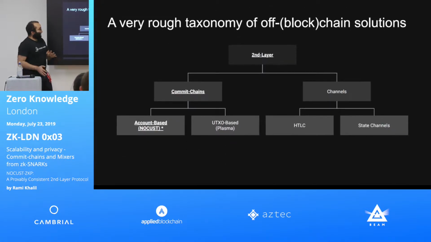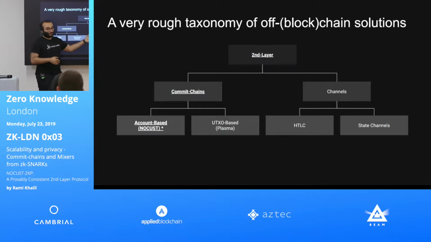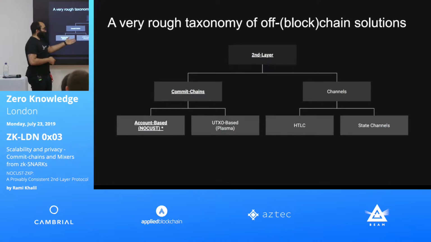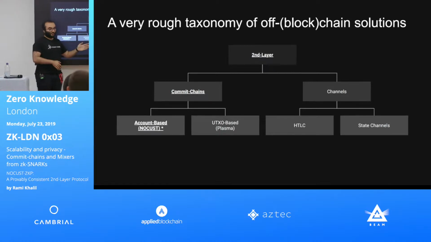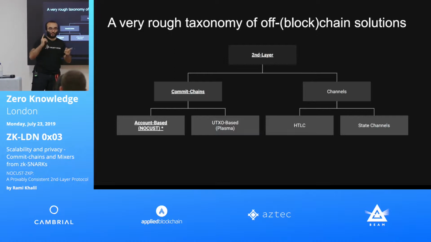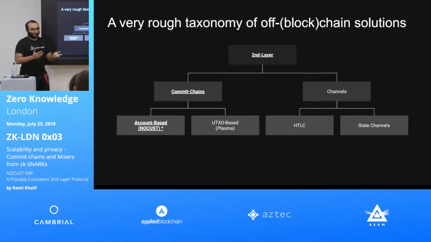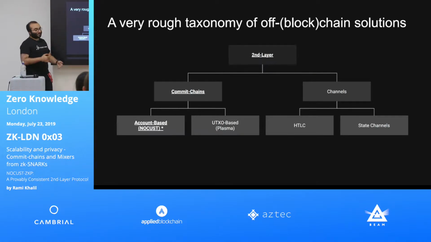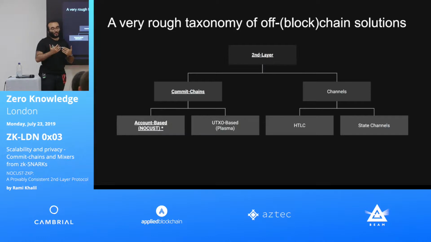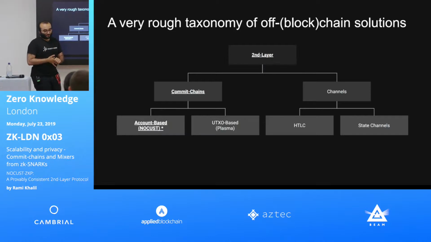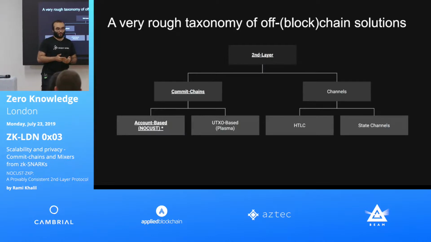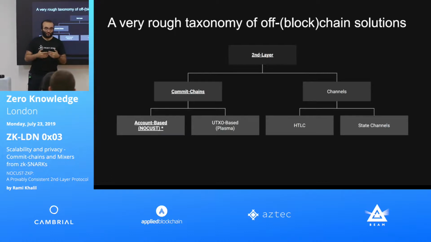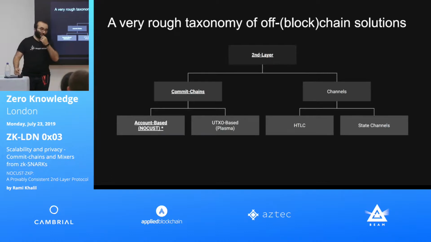A rough taxonomy of these solutions would be commit chains and channels. Commit chains would be something UTXO-based like Plasma, where you have accounts and spent coins, and you basically have a small Bitcoin-style ledger. An account-based ledger would be NOCUST, and we're basically here. We're going to talk about why applying zero-knowledge proofs to one of these protocols may actually improve its security or give you better guarantees.